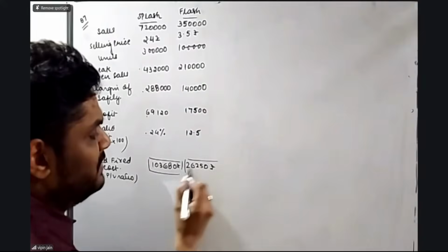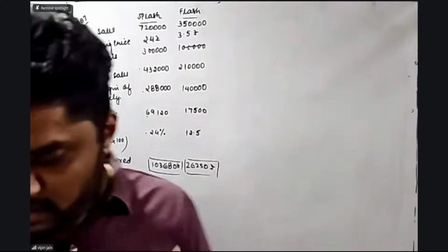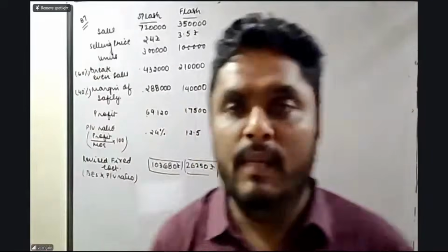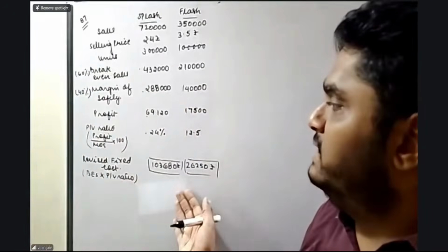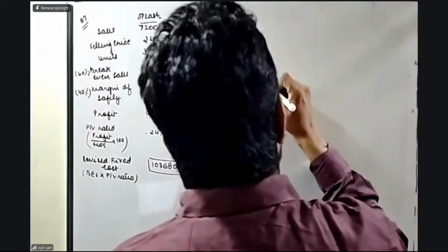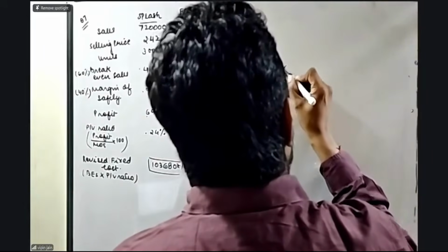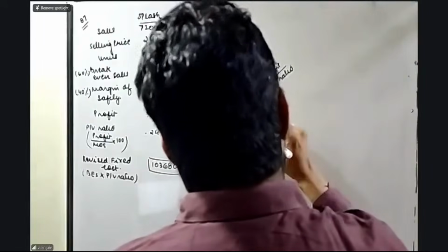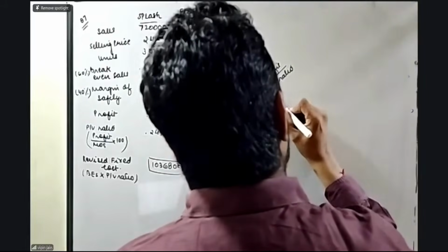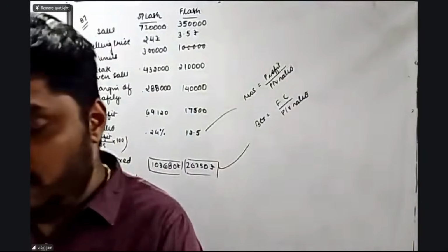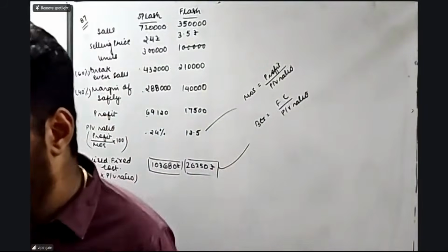So this calculation was the key. There was no rocket science in the question. The question used some different language to confuse you guys. But if you are thorough with the concepts, you can easily apply. Herein, the formula for margin of safety is profit divided by PV ratio. And so I've used these formulas. But at the end of the day, you have to be thorough with the concepts.